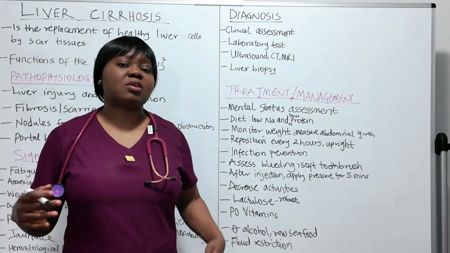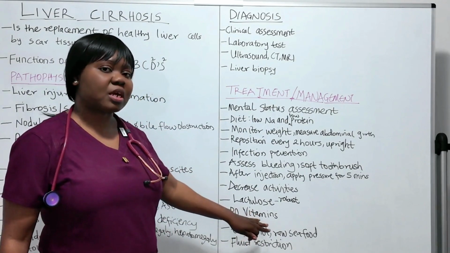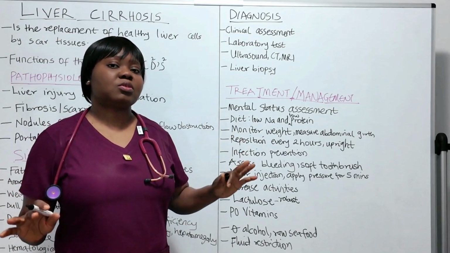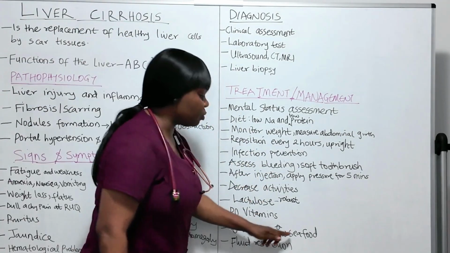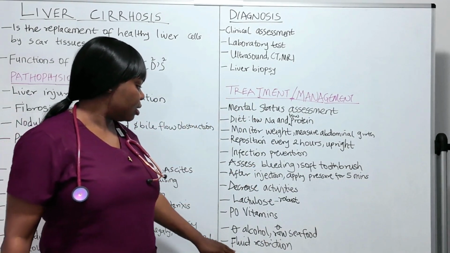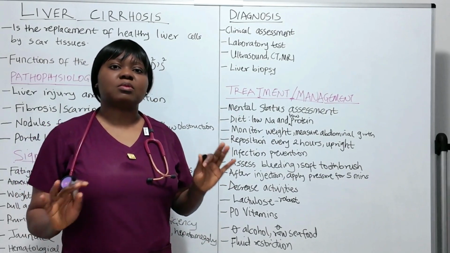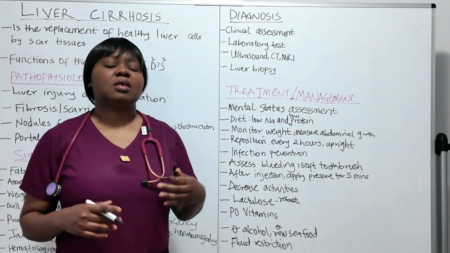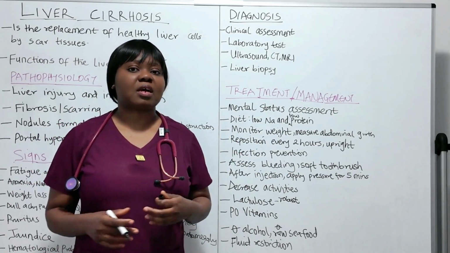PO vitamins, because they're already lacking in those fat-soluble vitamins. So you want to give prescribed PO vitamins. No alcohol. Remember, a major cause of this condition is years of alcohol abuse. So no more alcohol, no raw seafood, because they're at risk of infection. So you want to limit infection. Fluid restriction as prescribed, because of course they're going to prescribe limited fluid because the patient is already retaining a lot of fluids. Now, the complication of this condition can be esophageal varices, even liver cancer.